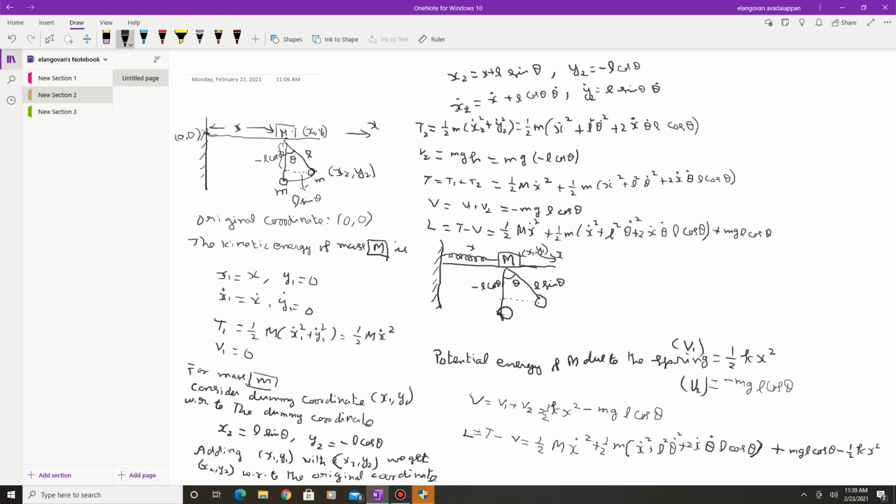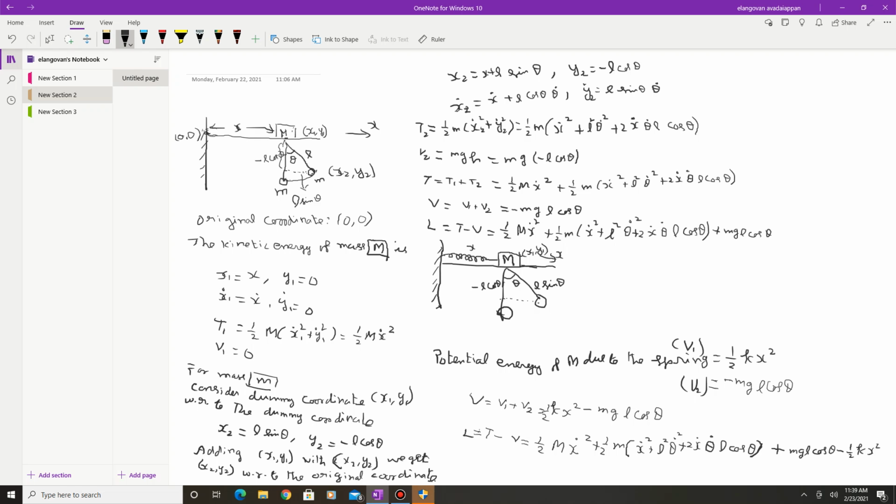Now substitute x2 dot and y2 dot that we have already calculated. Once you substitute, you will get half x dot square plus L square theta dot square plus 2 x dot theta dot L cos theta. So that is the kinetic energy expression.